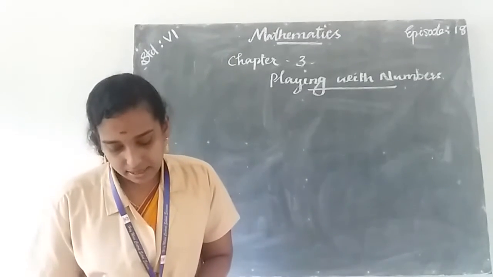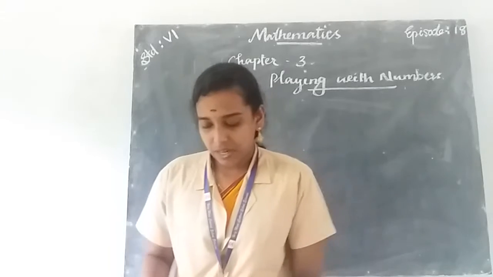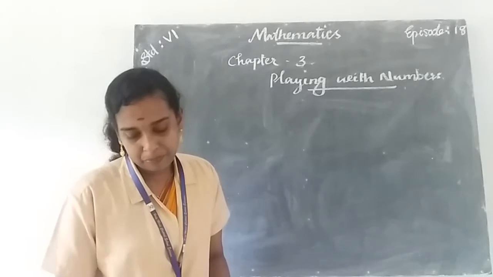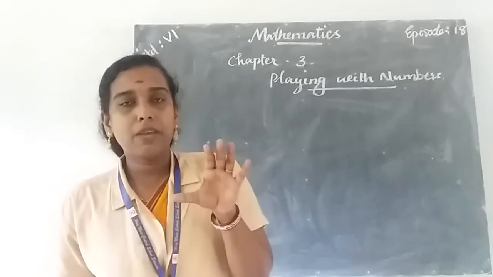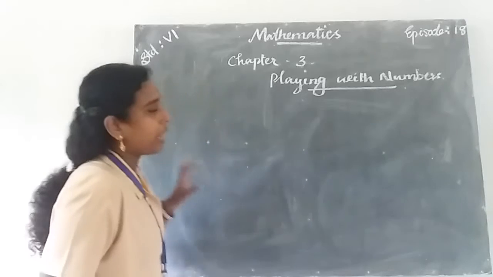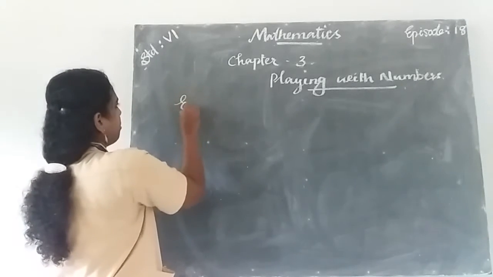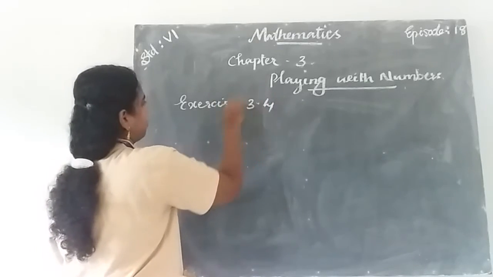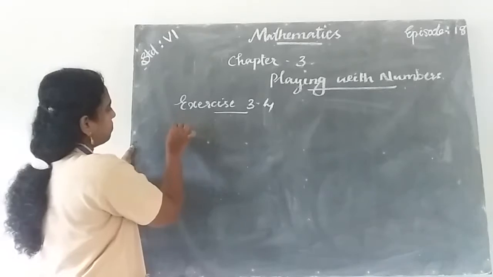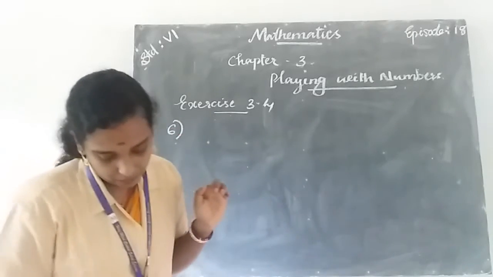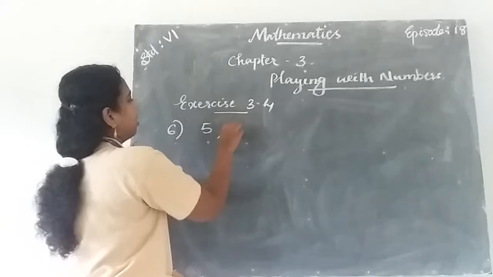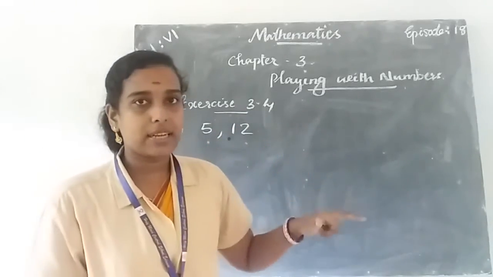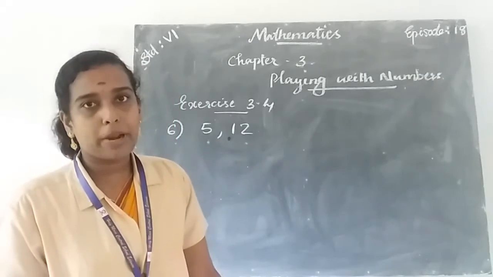Question number 6: a number is divisible by both 5 and 12. By which other numbers will that number always be divisible? Here the two numbers are 5 and 12. 5 and 12 are co-prime numbers because they have only one common factor, so we can say these numbers are co-prime.